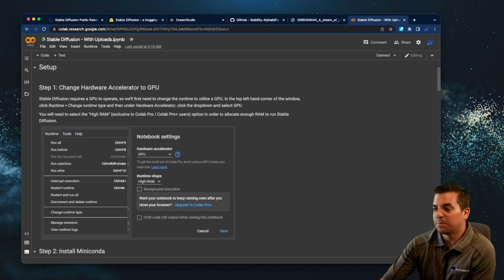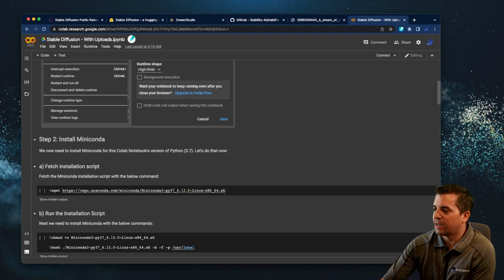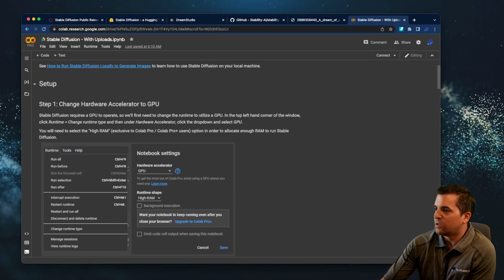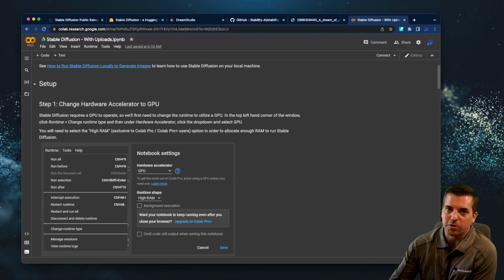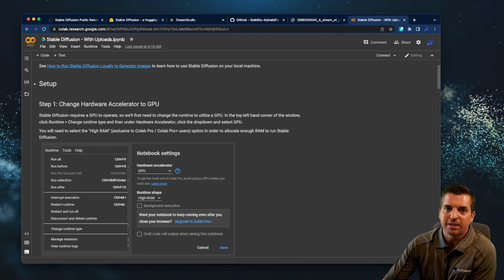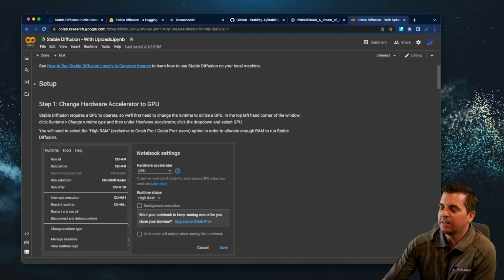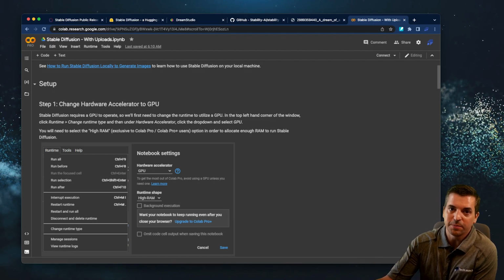And so I just made a copy of that, followed their steps. And essentially what you do is you do have to purchase the pro version for this to run effectively. But you can clone their Colab, or you can clone this one.